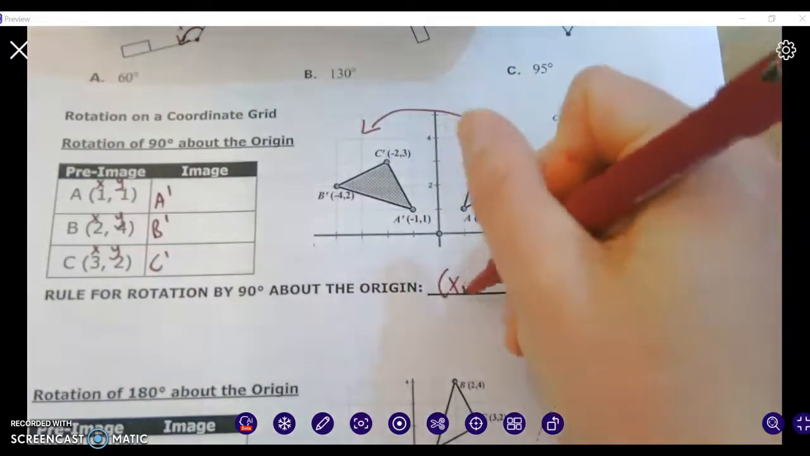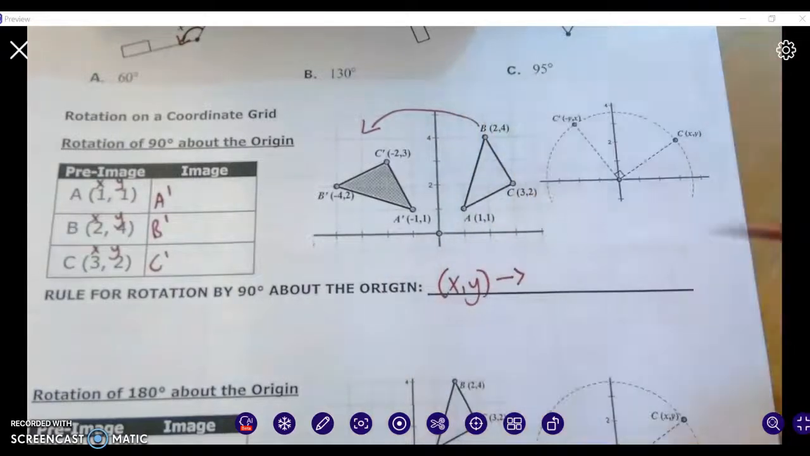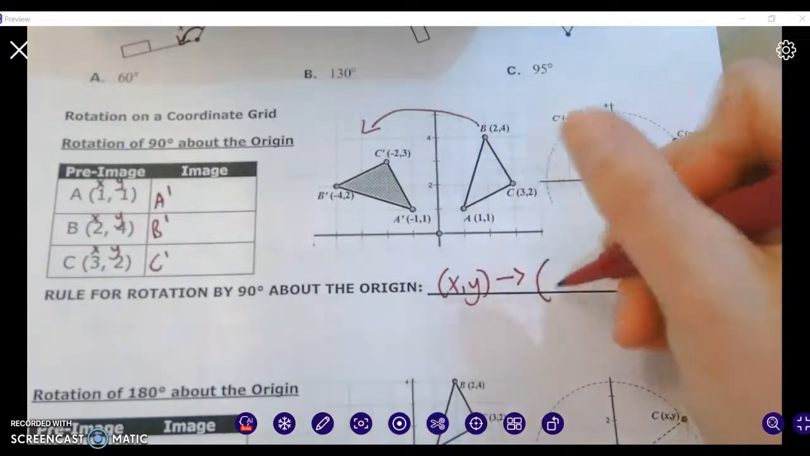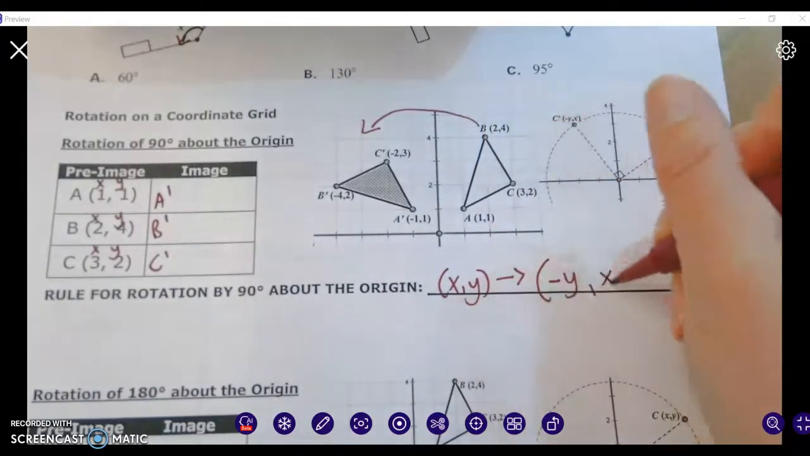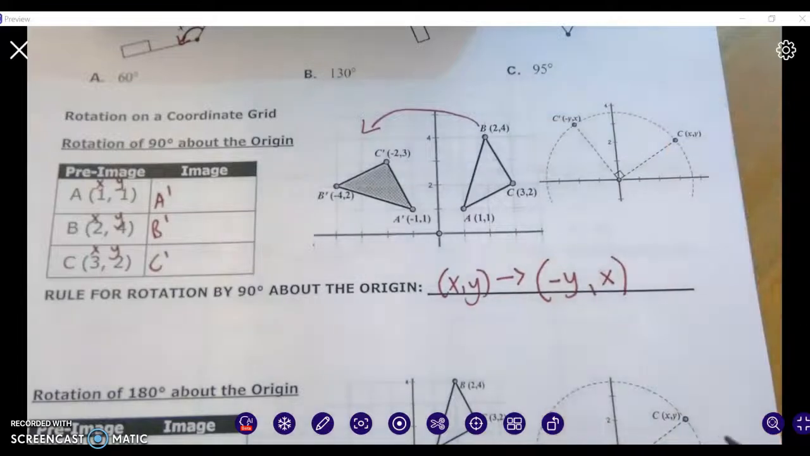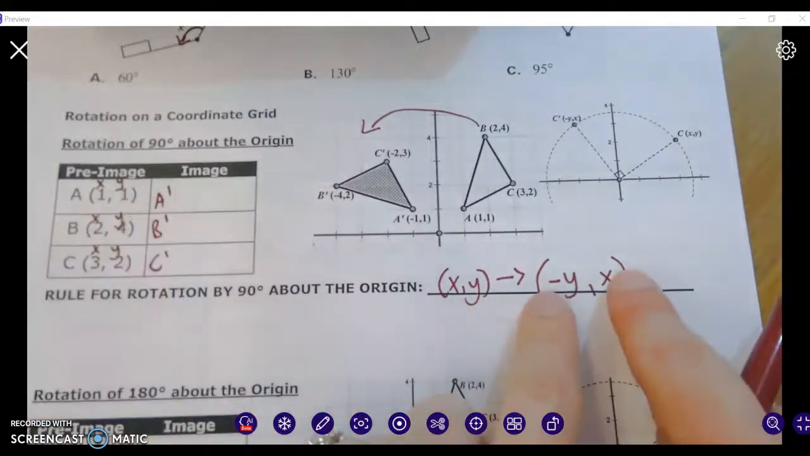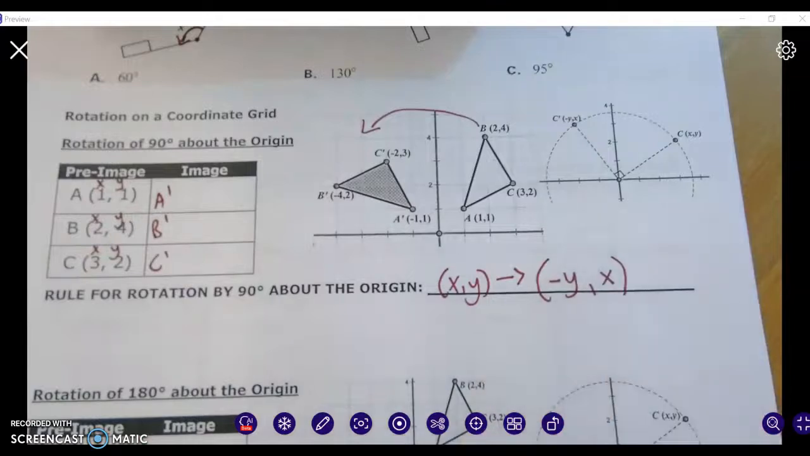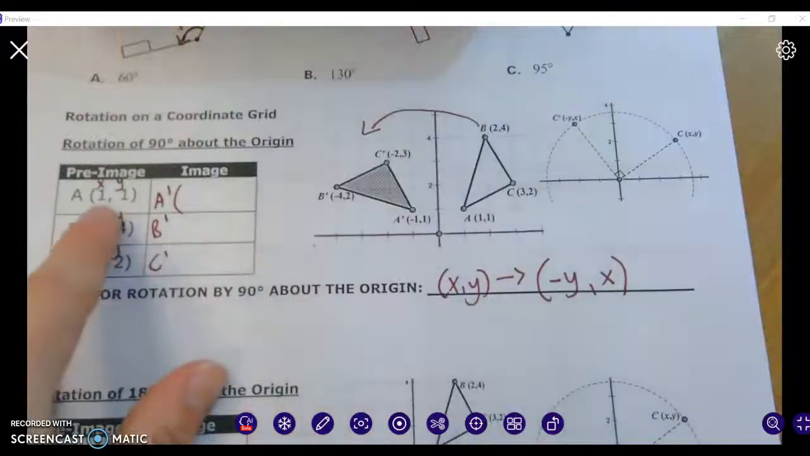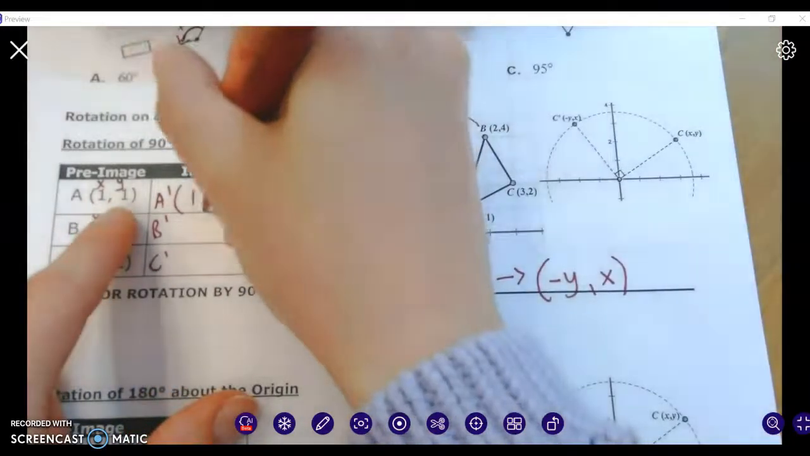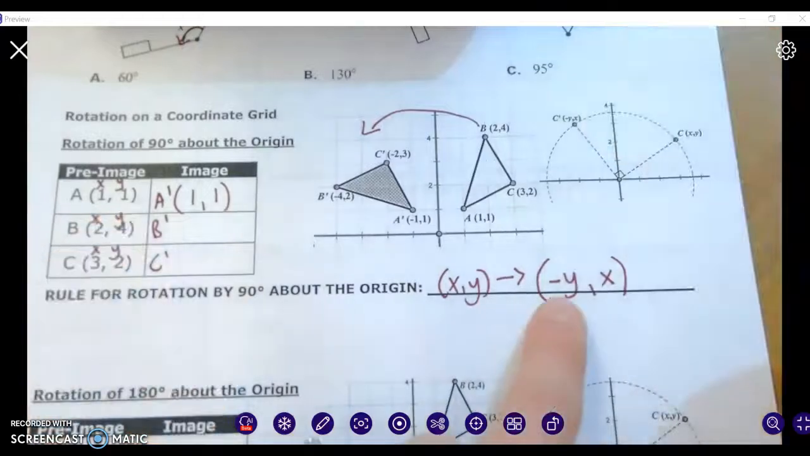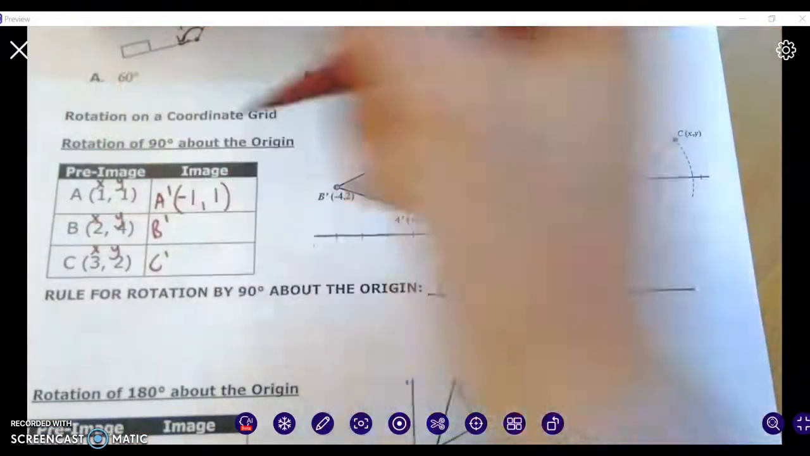rule that we use for a 90-degree rotation. It looks like negative y, x. What happens is we take those two numbers from x, y, flip-flop their spots, and also change the sign of the y value. So for A, 1 and 1 are going to flip spots, and the y value will become negative.